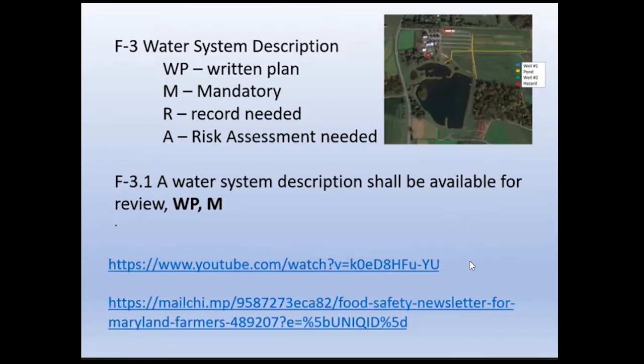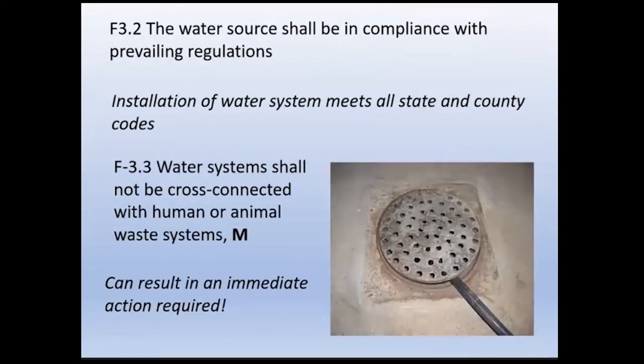Now, for your help, besides contacting Angela and I directly, we have a YouTube video of a webinar that we did on water distribution systems last summer, and also an article here in the newsletter that should help you through it. So going on to F3.2, it states that the water source shall be in compliance with prevailing regulations. Now notice, no written plan, no records, and it is not mandatory, but it is certainly a good idea to do. And what this boils down to is that installation water systems meet the state and county codes, and the system is applicable for their use.